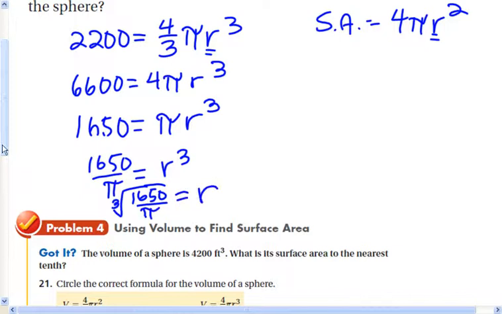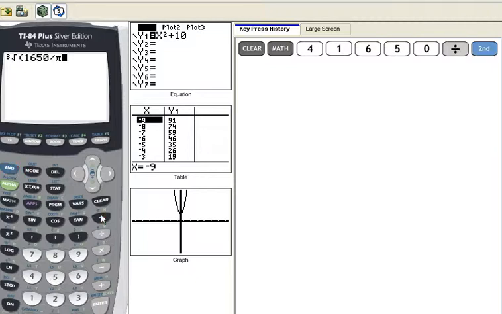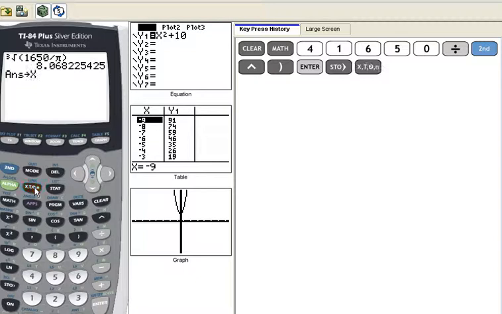And I'm going to do that on the calculator, and I think I'm going to do the rest on the calculator. So I need the cube root of 1,650. To get that, I'm going to press math, and it's number 4. And 1,650 divided by pi. And after I do this, I want that whole number to preserve my accuracy as long as possible, so I'm going to store that in x. Remember, this is my radius.